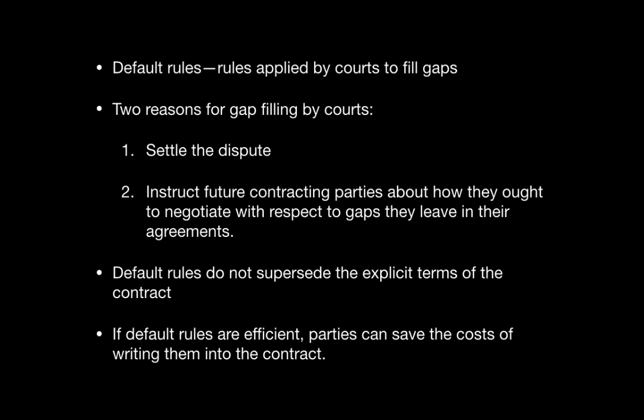If the courts follow the practice of consistently filling a specific gap in a contract with a specific default rule that is efficient, then the parties can avoid the cost of contracting over the rule by leaving it out of the contract. If parties do not like a particular default rule, that is, if the default rule is not efficient, the parties can negotiate their own rule as a term in the contract. When the parties write a term into the contract that contradicts a court default rule, the courts will always enforce the explicit term in the contract.